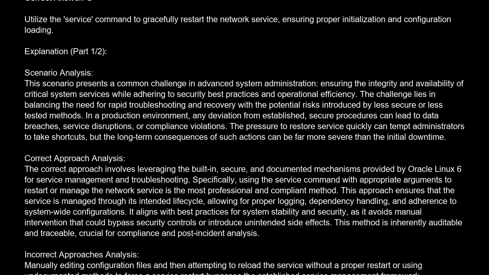This approach ensures that the service is managed through its intended lifecycle, allowing for proper logging, dependency handling, and adherence to system-wide configurations. It aligns with best practices for system stability and security, as it avoids manual intervention that could bypass security controls or introduce unintended side effects. This method is inherently auditable and traceable, crucial for compliance and post-incident analysis.